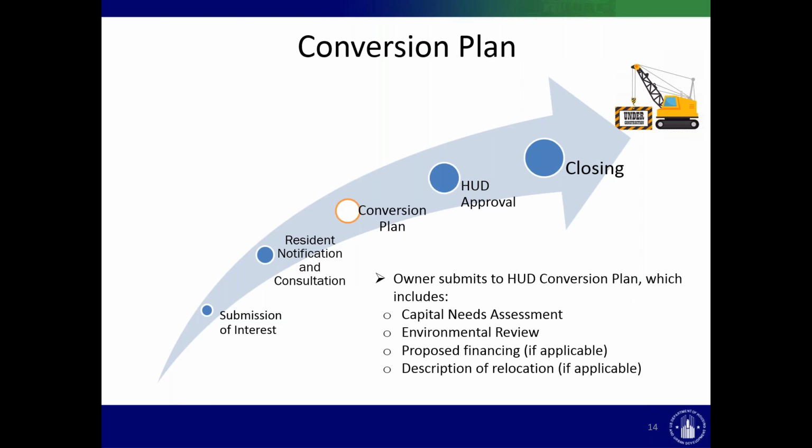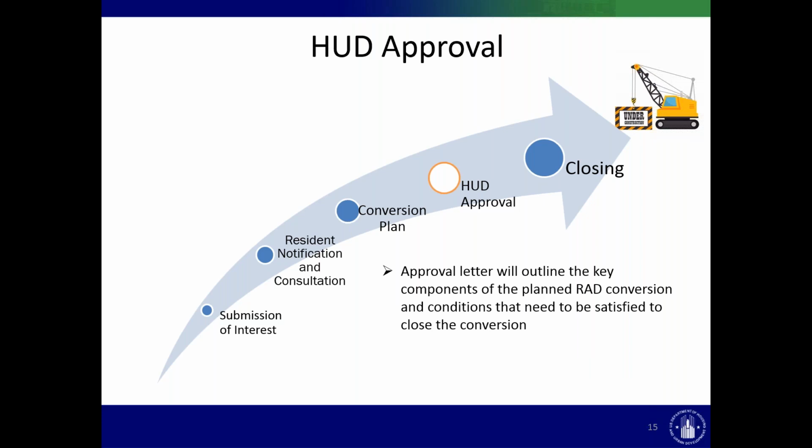When the owner is ready, it will then submit to HUD a conversion plan, which includes the capital needs assessment, environmental review materials, the proposed financing, description of relocation, and a number of other materials, including, as discussed, the comments from the residents. After HUD's reviewed that conversion plan, we provide an approval letter, which will outline the key components of the plan conversion and the conditions that need to be satisfied before we're willing to close the conversion.